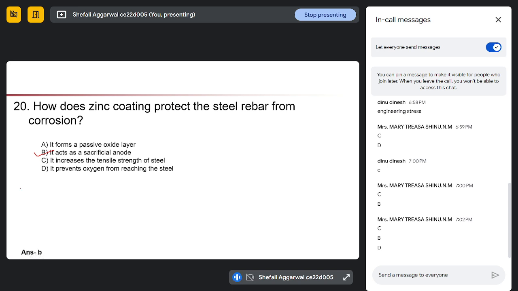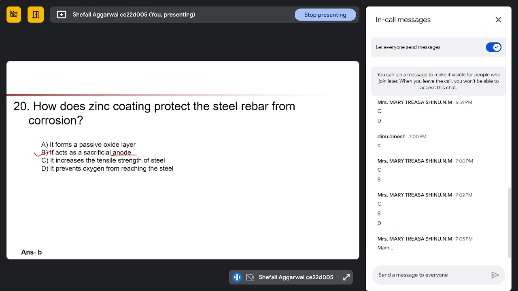So at higher pH, what is happening? Zinc is getting used up, and it will protect your steel well.